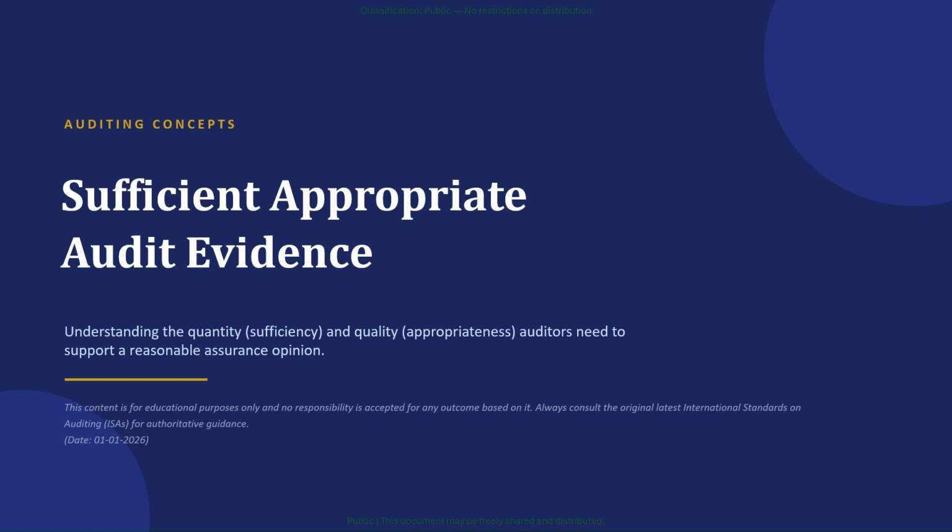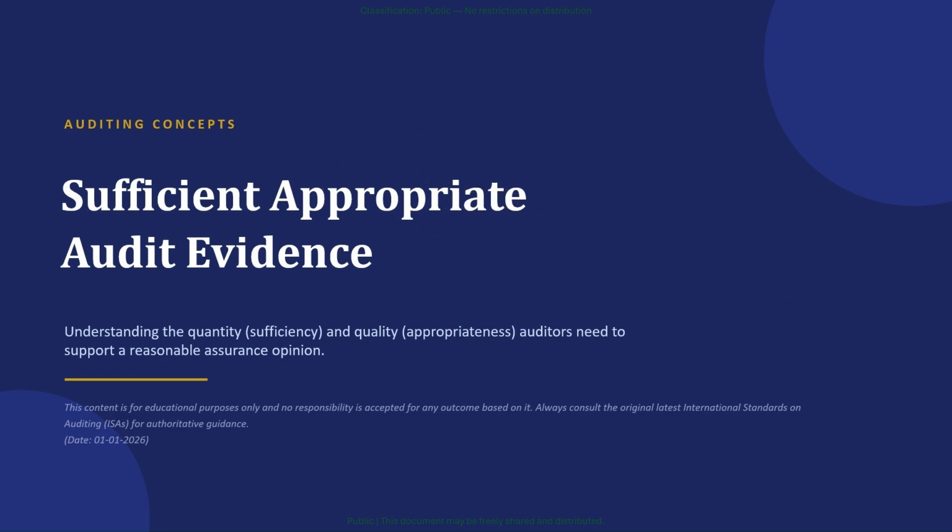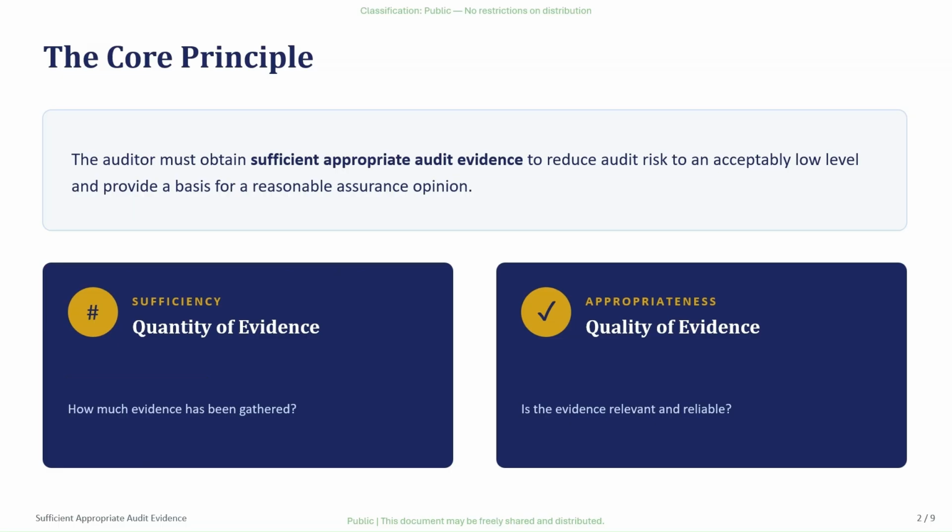Hi everyone. In this video, we are going to unpack one of the foundational concepts in auditing, sufficient appropriate audit evidence. Let's start with the core principle from the auditing standard. The auditor must obtain sufficient appropriate audit evidence to reduce audit risk to an acceptable low level and to give a reasonable basis for the audit opinion.